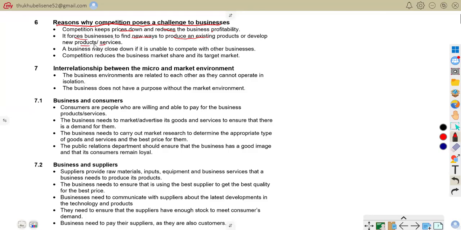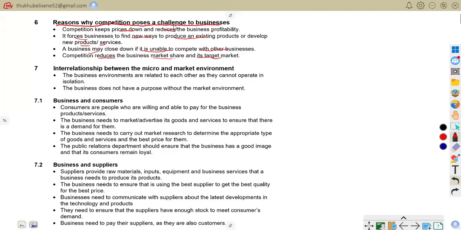It forces business to find new ways to produce existing products or develop new products or services. So, for example, a clothing store uses machines to make faster and cheaper clothes. A business may close down if it is unable to compete with other businesses. So, for example, a small taxi operator closes because Uber takes customers.